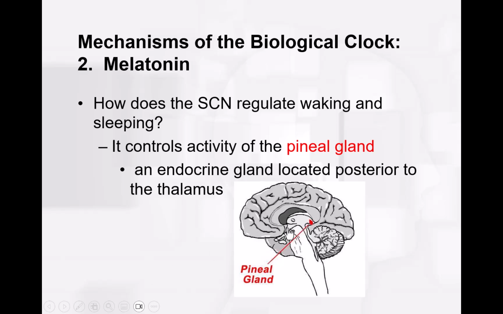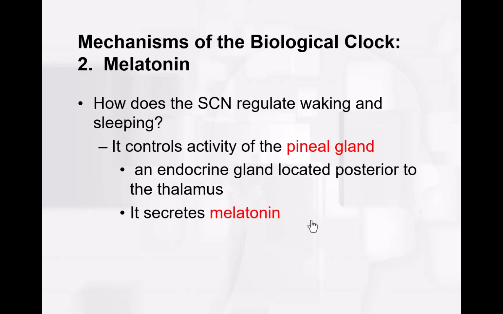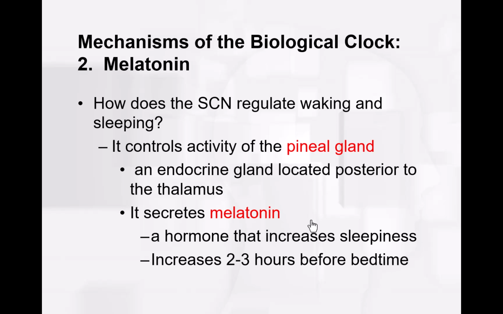So the pineal gland is posterior to the thalamus, and it's going to secrete a hormone that we know as melatonin. So melatonin, again, a hormone, and it's going to increase sleepiness, and it increases about 2 to 3 hours before bedtime. Now, serotonin is a precursor to melatonin. It becomes acetylated, and then that serotonin turns into melatonin. Now, many of you have probably seen melatonin tablets. They're actually, I think, readily available over the counter now. It used to be they had to be prescribed by a doctor. Some of you may be taking melatonin pills.